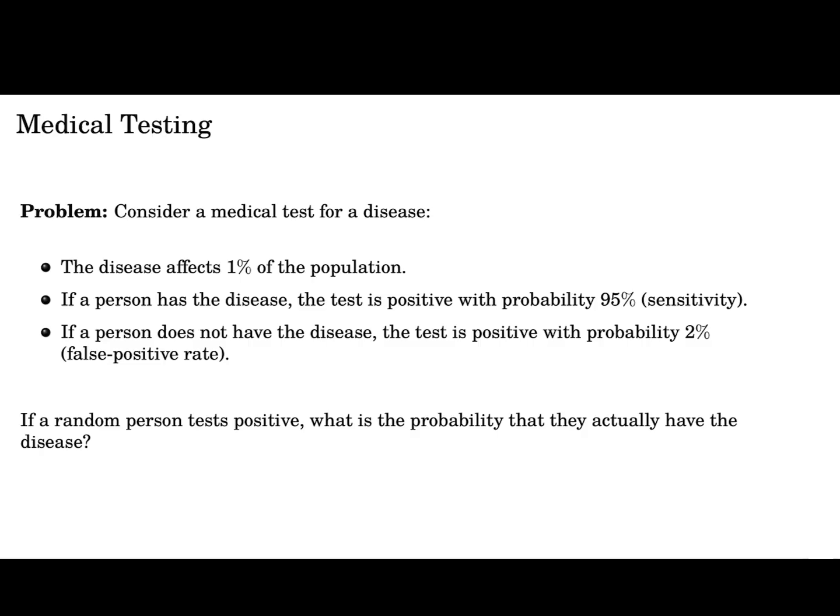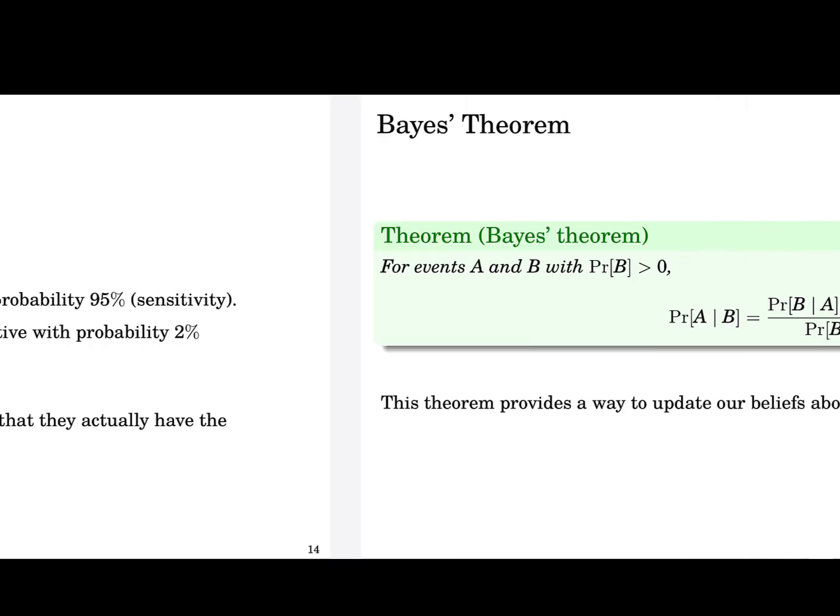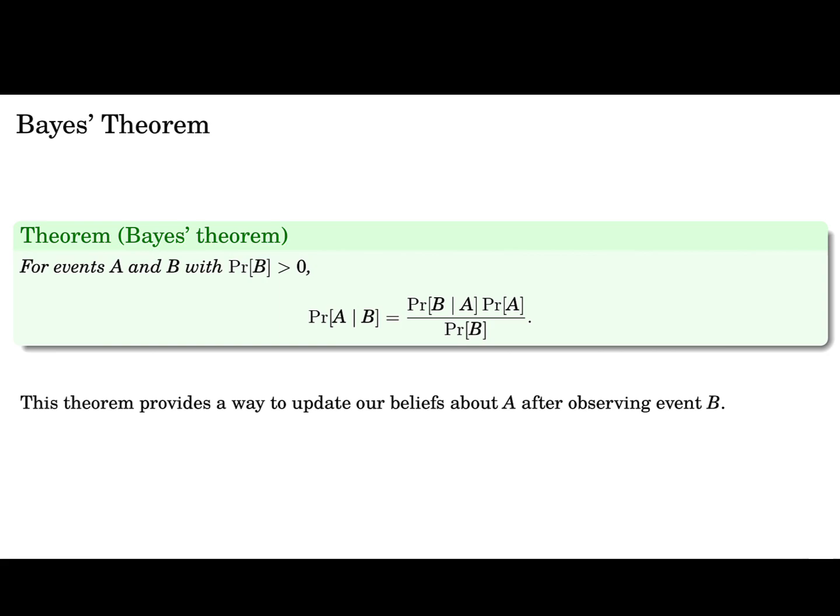The way to deal with this type of question is something called Bayes' theorem. So what does Bayes' theorem say? Bayes' theorem is quite important. It tells you how you should update your probability when you learn something new. What's the probability of A given that I learned some new fact B? Well, it's going to be the probability of B given A times the probability of A, divided by the probability of B.